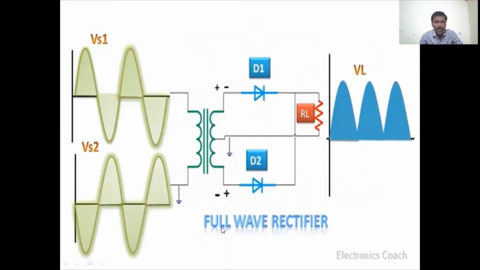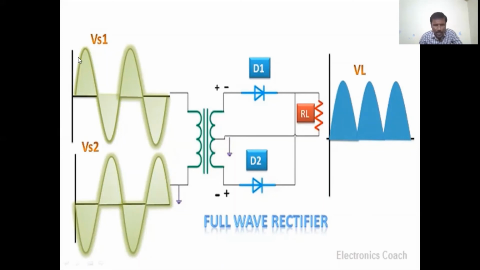Further explanation about this full wave rectifier. Let us see. This is source 1 and this is source 2. That is the AC signal like this, taken as source 1, and this is taken as source 2. Here D1 and D2 are the two diodes. This is the center tap transformer, and this is the load RL. It is used to collect the output voltage.